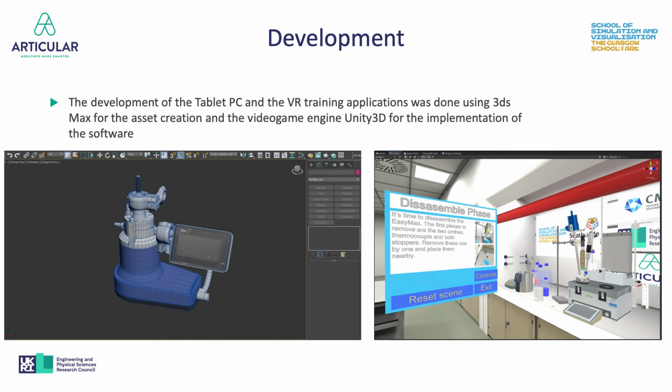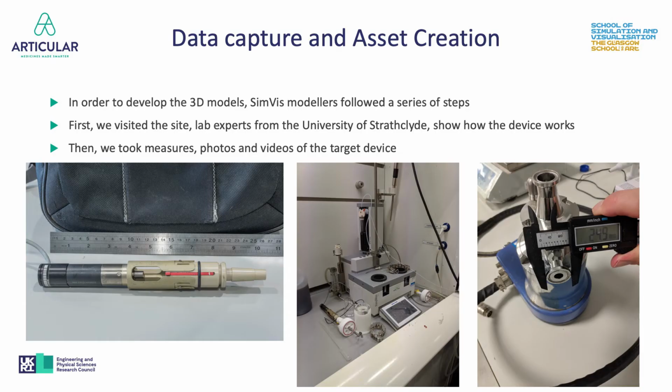So there are basically two main parts for the implementation. One is the asset creation, so how we create the models. And then the second part is the implementation, how we add the features, how we implement this in virtual reality, how we implement this in Android or iOS. For the modeling part, our team of modelers used 3ds Max. And for the implementation part, I use the video game engine Unity 3D.